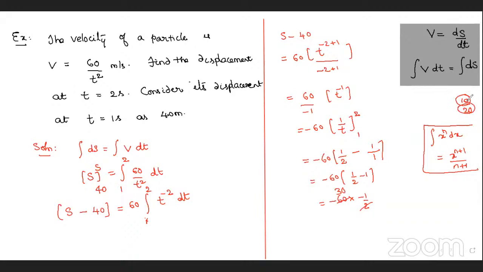Yes, now it is correct. So this equals plus 30. 30 equals s minus 40. That implies s equals, yes.